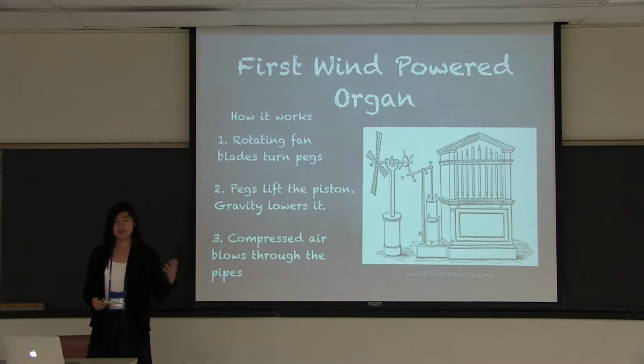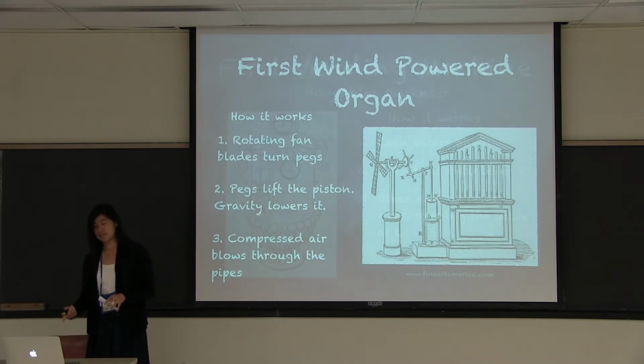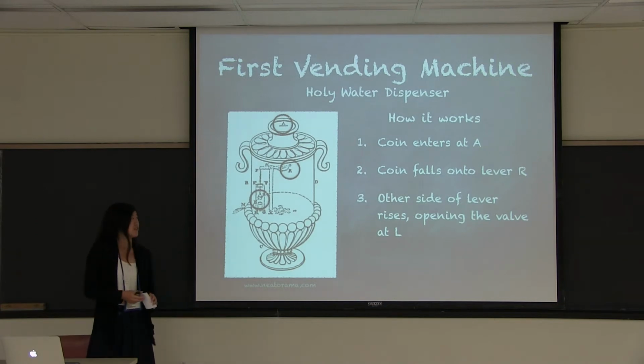What would happen is wind would rush by and rotate fan blades. On the other end of the shaft, some pegs would rotate too. The pegs would lift up a piston, which would draw in air, and when it passed by, in that interval where no peg was on it, the piston would fall back down and compress air. This compressed air would then blow through the organ, causing it to make sound. So it was able to create a lot of different sounds. Of course, it wasn't controlled because of the compressed air.